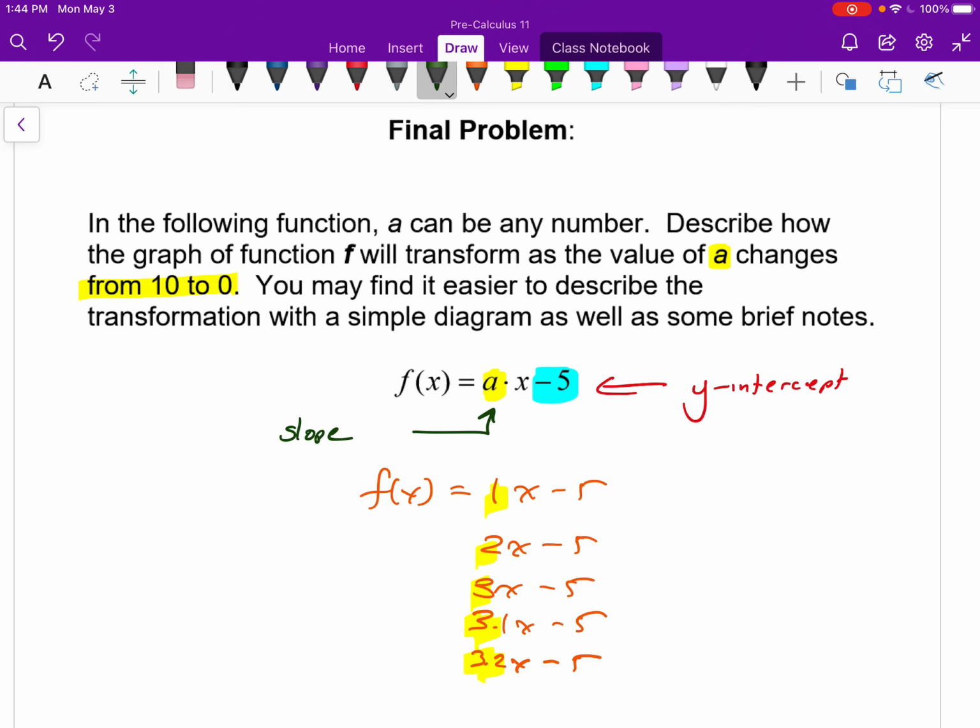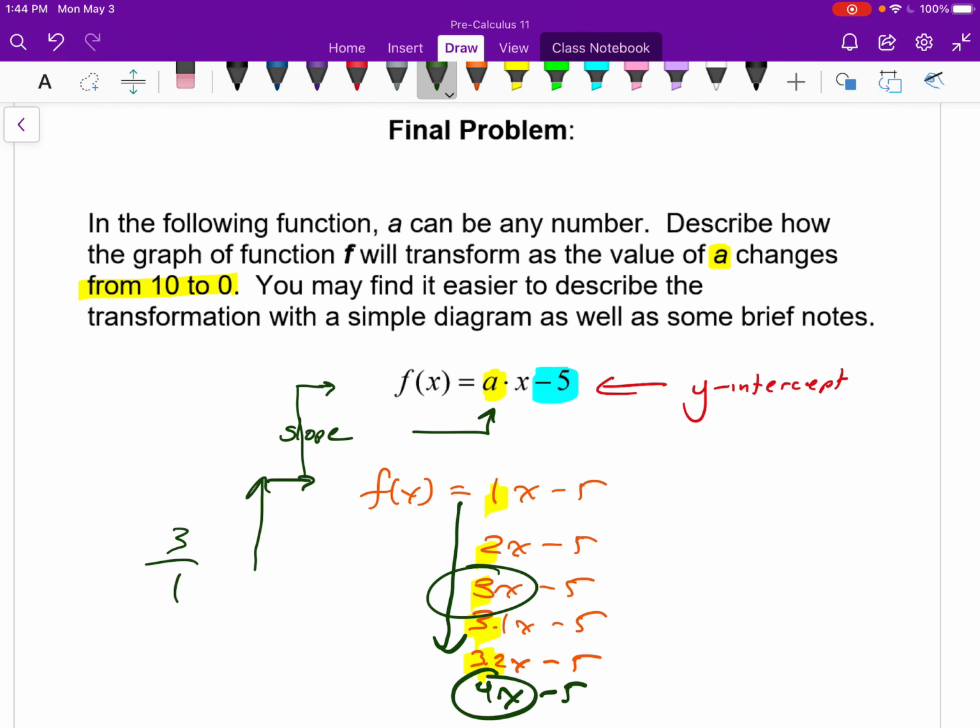And so the larger a gets, the steeper the slope will get. For example, if the slope is 3, you can think of that as 3 over 1, so up 3 over 1. And when we have 4x, the slope's going to be steeper. It's going to be up 4 over 1, and so on. So I can now visualize, without having to make a table of values, without actually having to graph anything, that as a gets larger, I'm going to get a line that has a constant y-intercept at negative 5, but gets steeper and steeper and steeper.